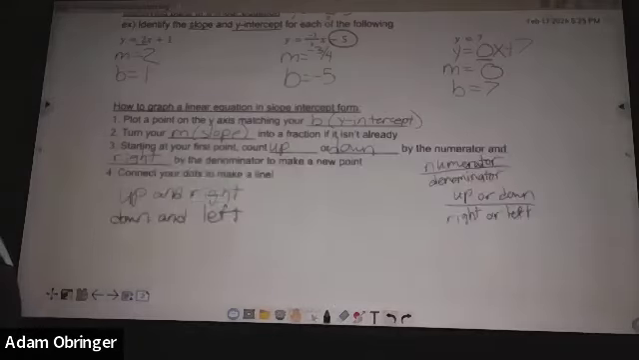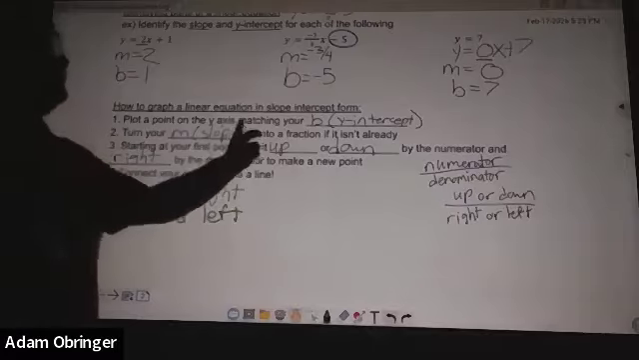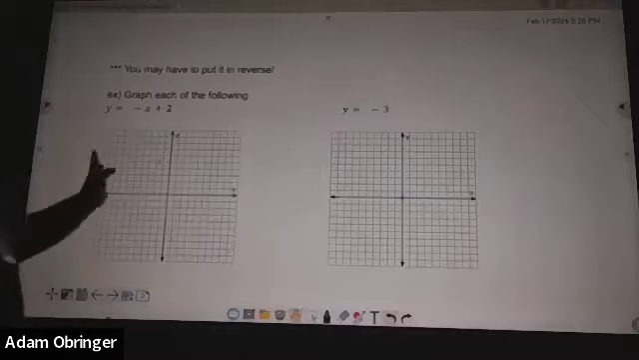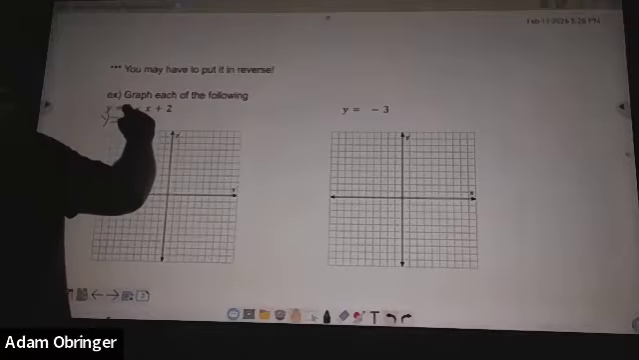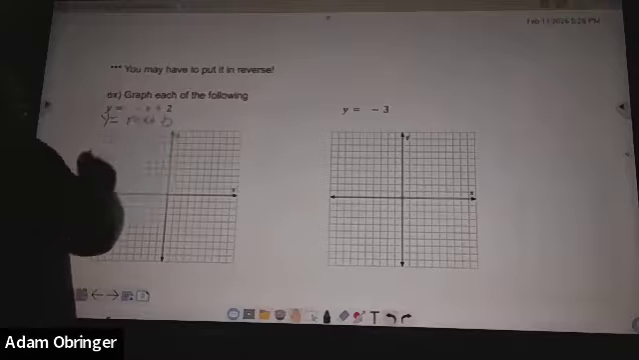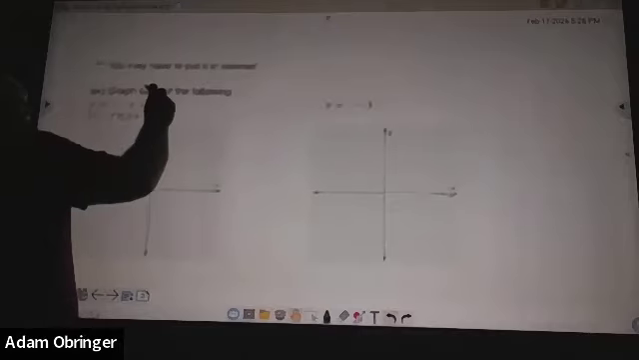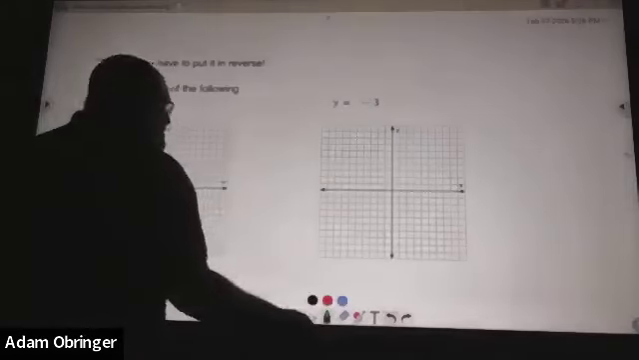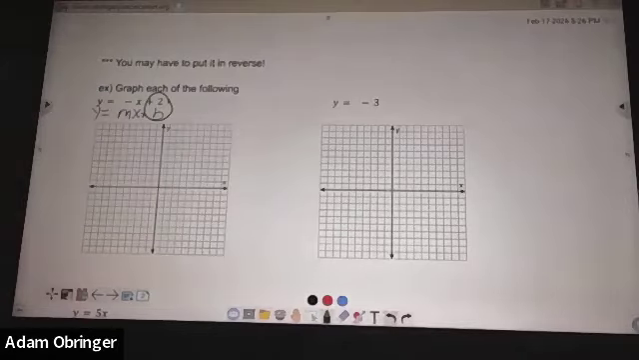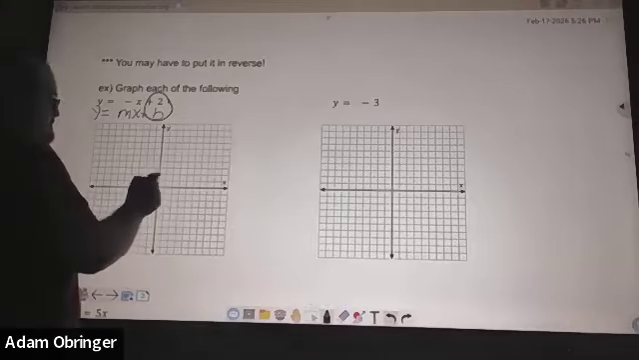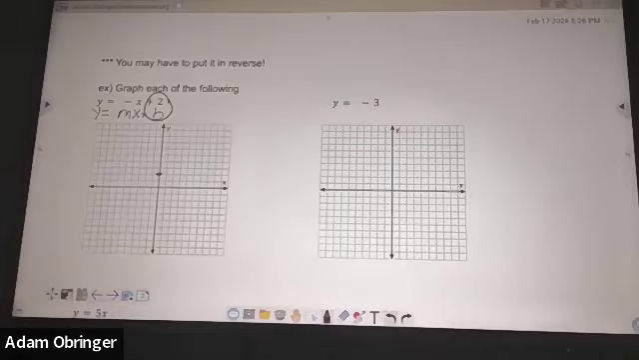So step 1, plot a point on the y-axis matching our b. So I'm going to rewrite this here. Y equals mx plus b. Our b is 2. And so since our b is 2, we want to make a dot on the y-axis at 2. So here, boom. That step is now done. We've made our first dot.